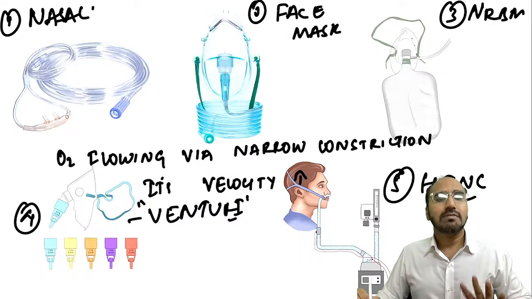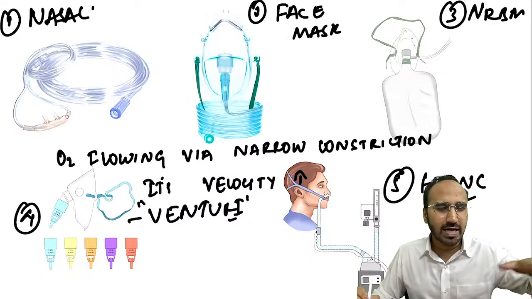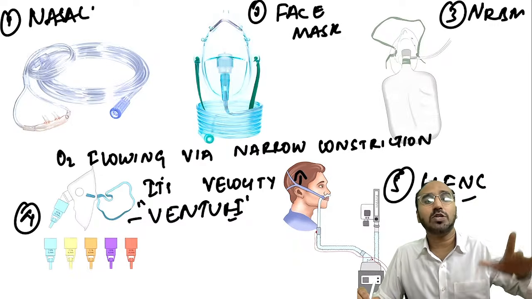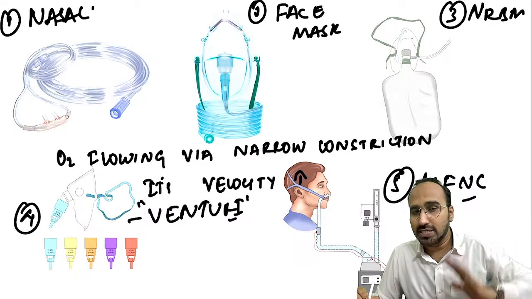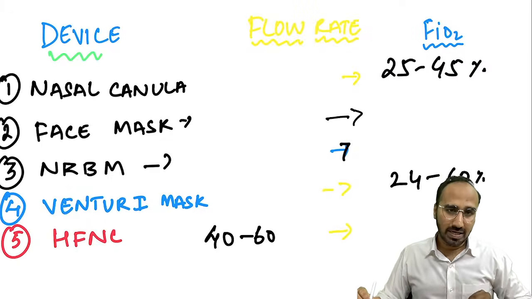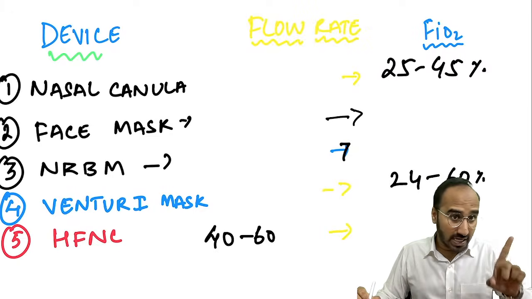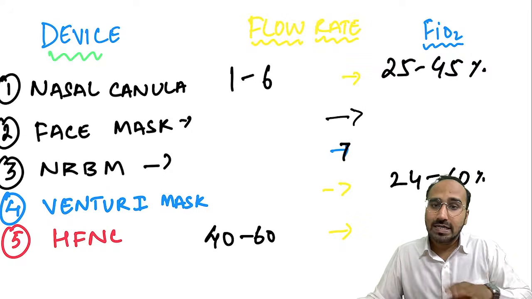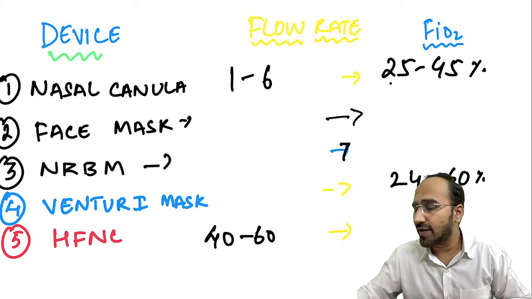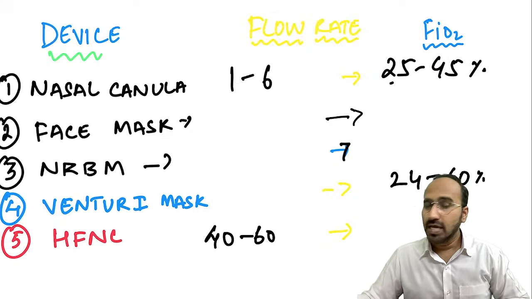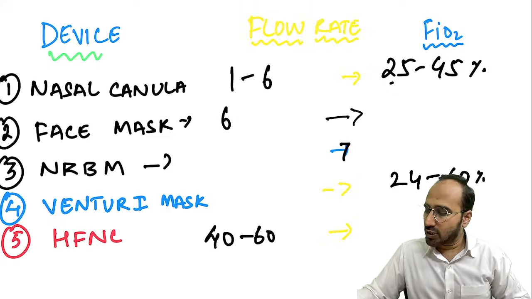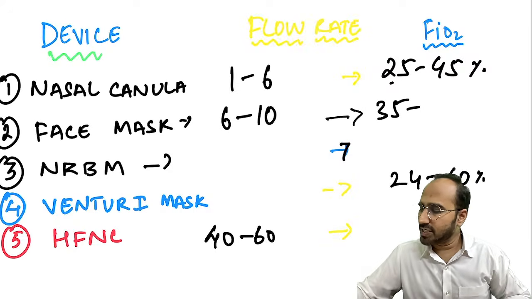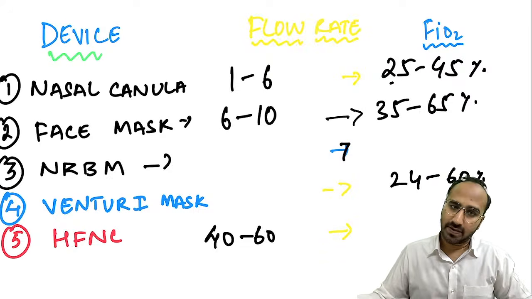Okay? Now guys, they are not asking you what you will connect and all. You have to remember it like this so that you can remember the flow rate and the FiO2 delivered by each. Nasal cannula was the first device we applied. How much oxygen will it deliver? 1 to 6 liters, which in turn delivers an FiO2 of 25 to 45%. Next is face mask, if the patient is not improving with nasal cannula. Face mask will deliver 6 to 10 liters, which in turn delivers an FiO2 of 35 to 65%.